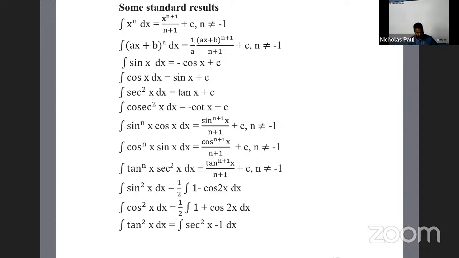Here are the rules. Let's write the first 5 or 6, the others we can work out. Write the first 1, 2, 3, 4, 5, 6, 7. First 7. All the others we can work out. So we're going to do all this integration, then some application.